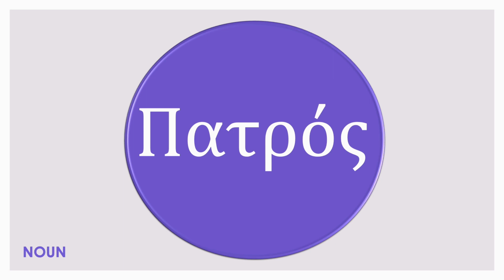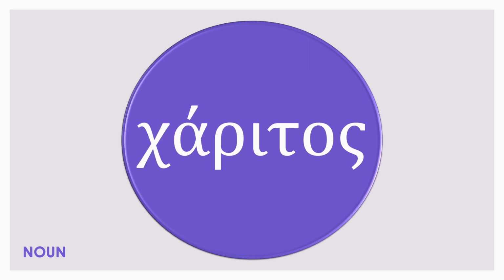Patros is one that you might be able to recognize from another language, and it's quite similar to words that we have in English, such as paternal. It means father. Patros, father. Charis means grace. And again, with that os ending, you have a nominative, masculine, singular word. Charis, grace.